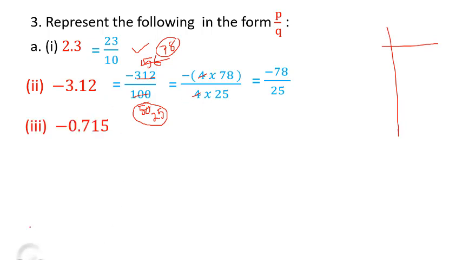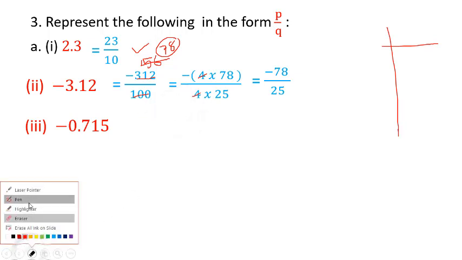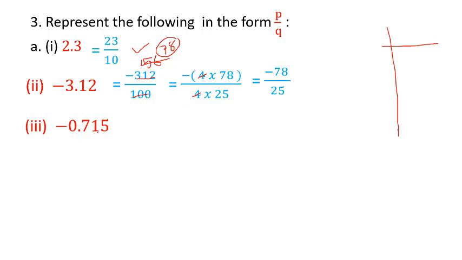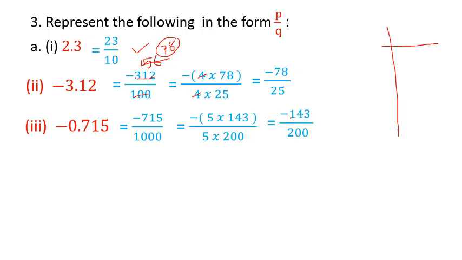Again, for minus 0.715, now you can see after the decimal you have 3 digits, so you will divide this by 1000. Again you can break this into factors, 5 into 143 and 5 into 200. So after cancelling out 5, you'll be remaining with negative 143 by 200. Now 143 is not further divisible. Hence this is your answer.